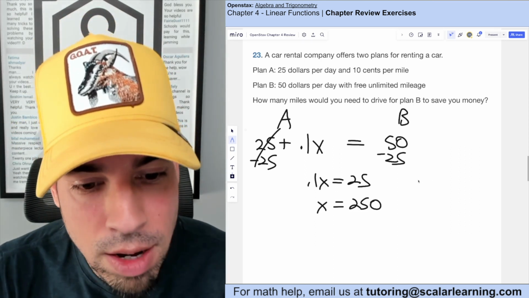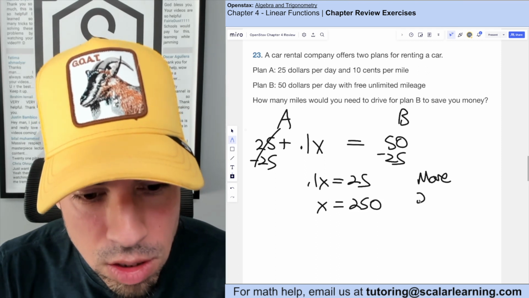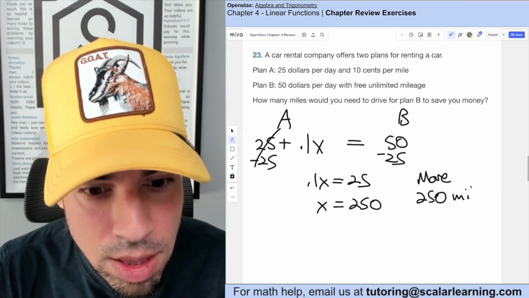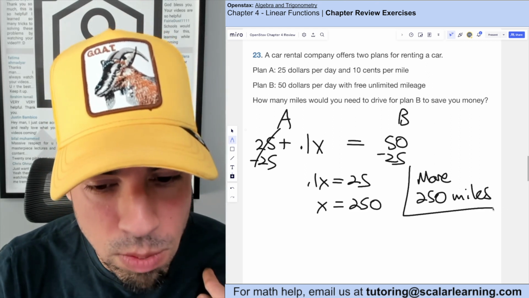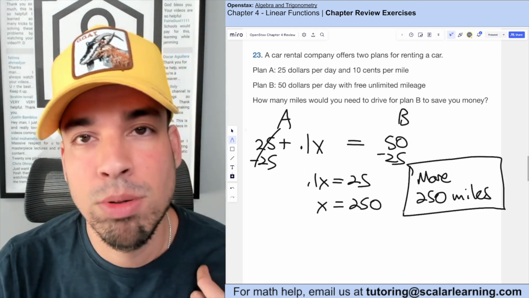So if you drive for more than 250 miles, that's when plan B saves you money, because that's when plan A will get more expensive. So more than 250 miles, boom, done.